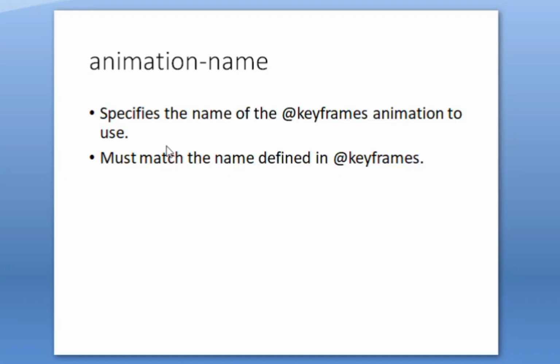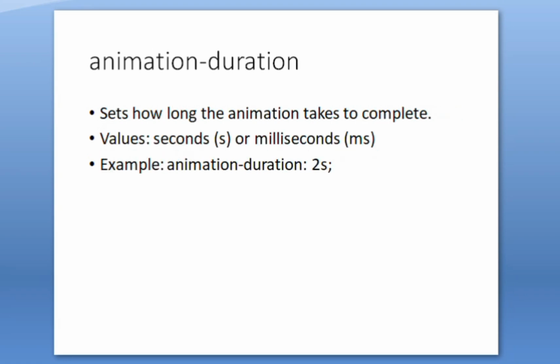Okay, then next is the animation duration. It sets how long the animation takes to complete one cycle. Values can be given in seconds or in milliseconds. For example, animation duration 2s means 2 seconds.